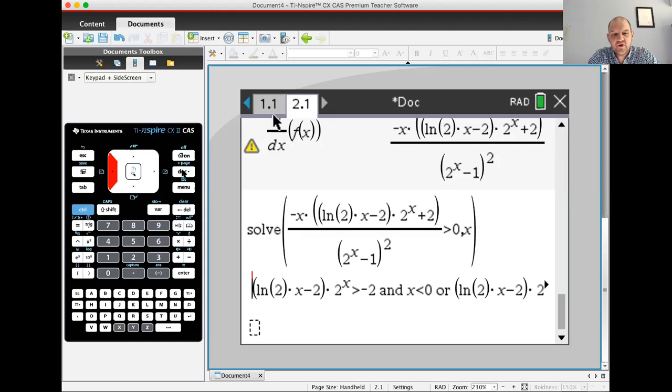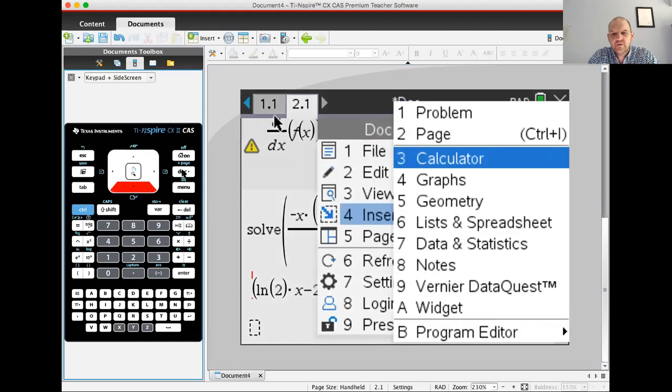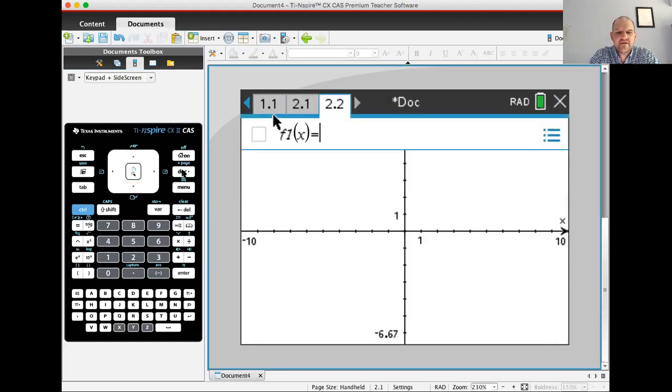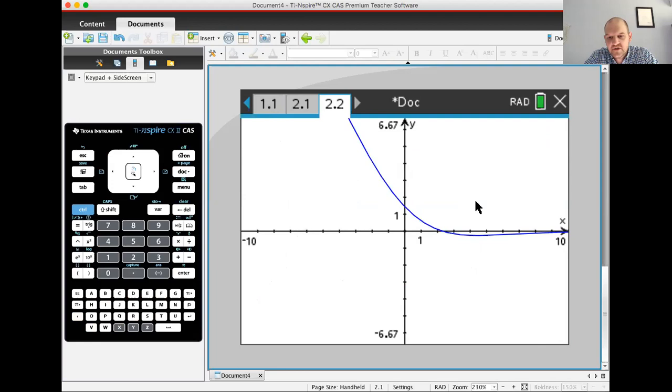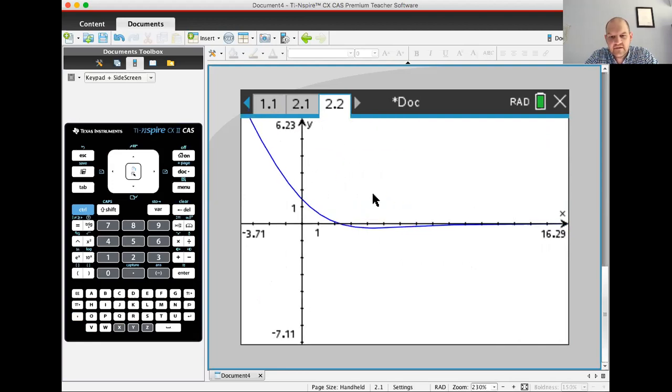You know what I'm going to do? I'm going to graph it. Here we go. What am I going to graph, though? I'm going to graph the derivative of f of x. So there you can see it, right? So there's a sign change there.